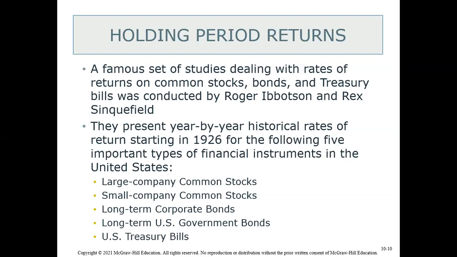Long-term corporate bonds. It's a portfolio of high-quality corporate bonds with a 20-year maturity. Long-term US government bonds, based on US government bonds with a maturity of 20 years. And then US Treasury bills. These are bills with a 1-month maturity. So these are very important financial instruments. They're the 5 most important, probably. So we're going to be looking at the typical types of historical rates of return on these classes of investments.